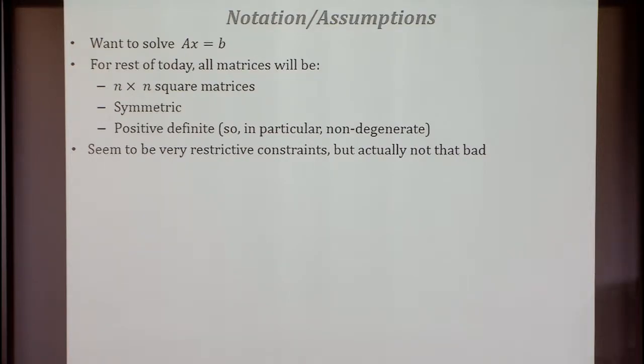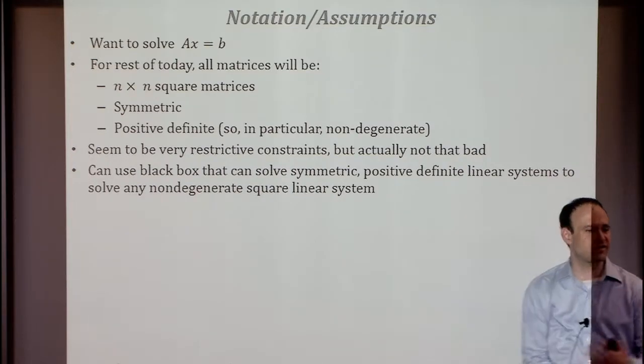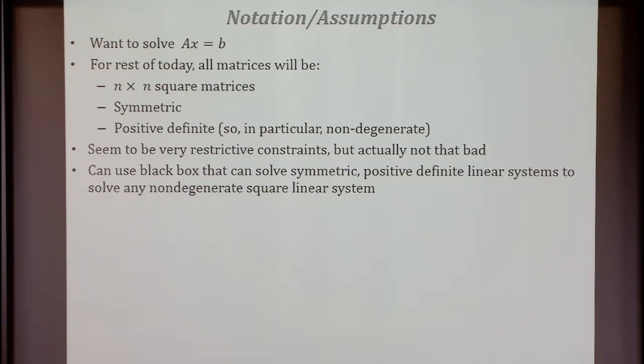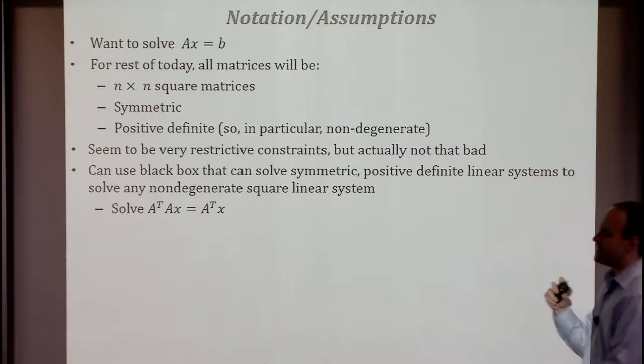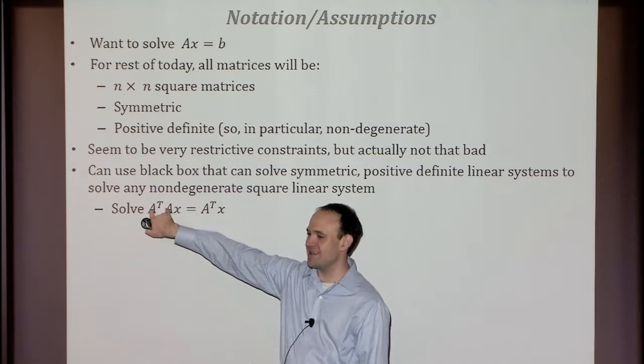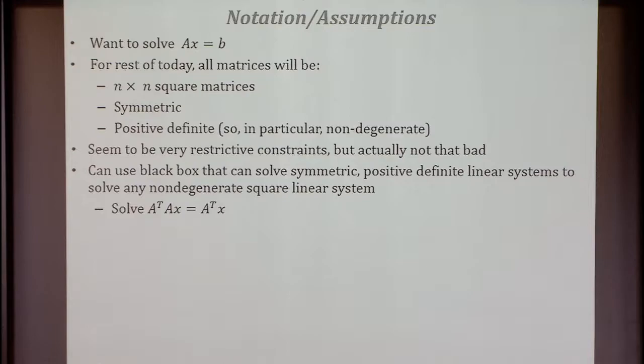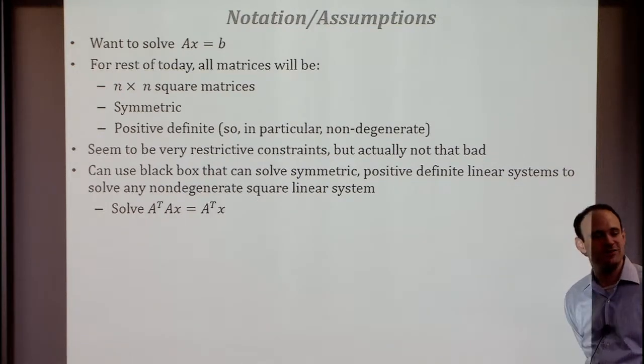But it's really not the end of the world. The reason is that you can use a black box solver for a positive definite symmetric system to solve all linear systems, or at least all non-degenerate ones, just by a silly little algebraic trick. If I can solve symmetric things, then I'll just multiply both sides by A transpose, and I can solve A transpose A x equals A transpose b. So this is not a horribly generality-losing assumption.